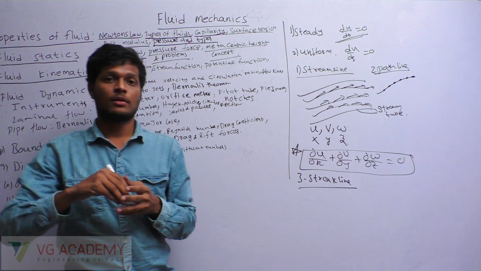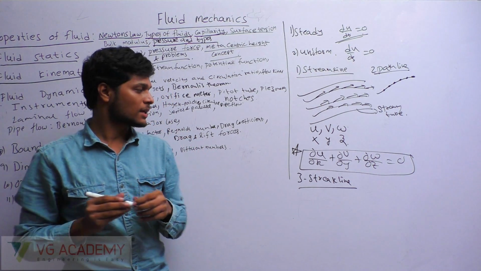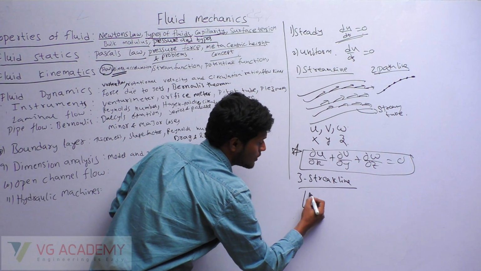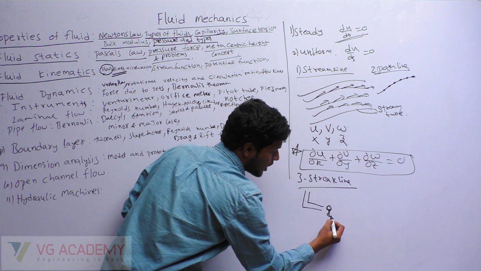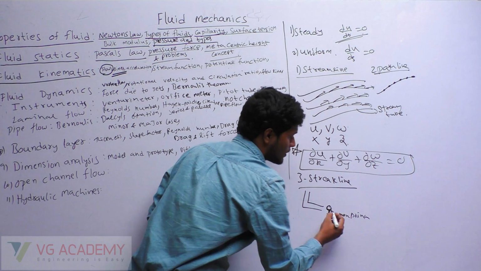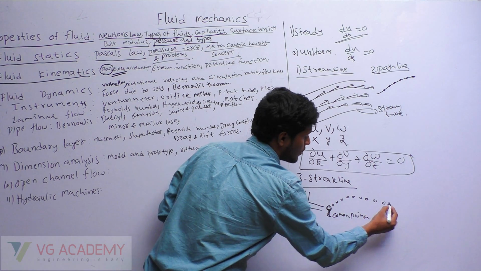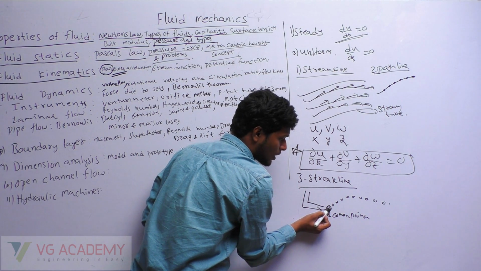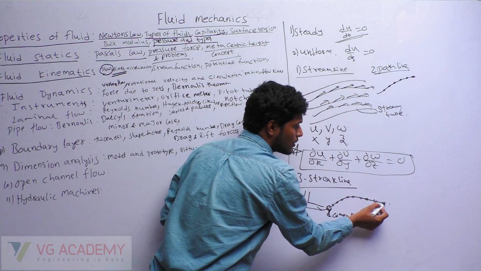What does streak line mean? It is the flow that is tracked from a common point. What does that common point mean? Suppose we are taking one common point here and seeing how the particles are moving. Whatever particles have crossed here, we are tracking with a line called streak line.